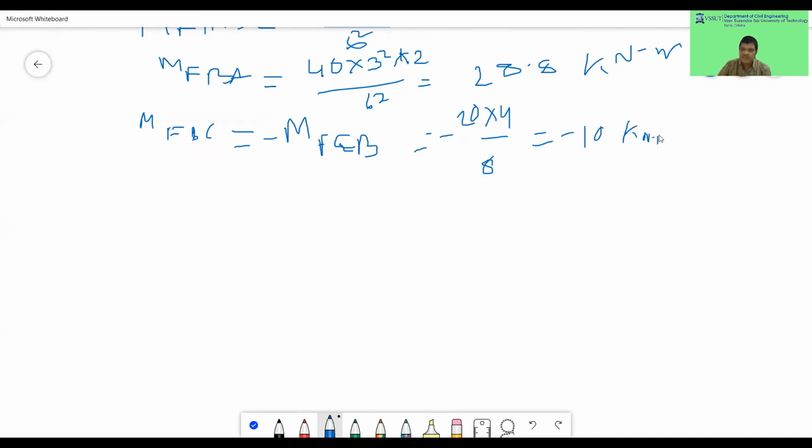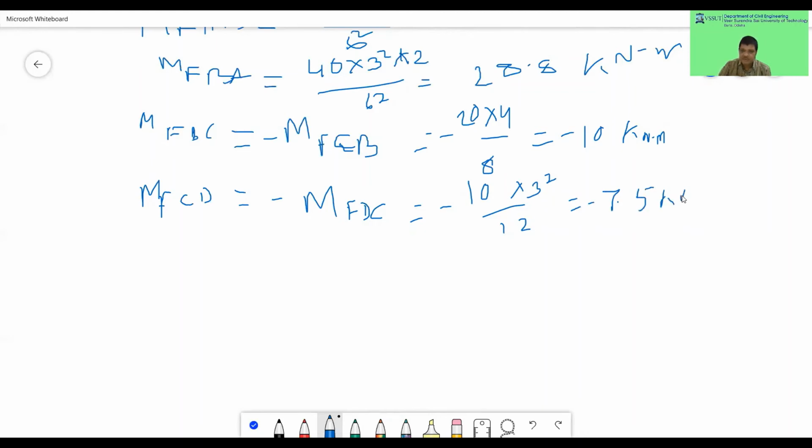And similarly, for this CD, you can calculate very easily, because we are acquainted with the data already. Minus MF BC is equal to minus WL square by 12. So WL square by 12 means 10 into 3 square by 12, that comes out to be minus 7.5. And you can go MF DE. If you want MF DE, it is equal to minus 10 into 2, which comes out to be minus 20. So these are all fixed end moments.